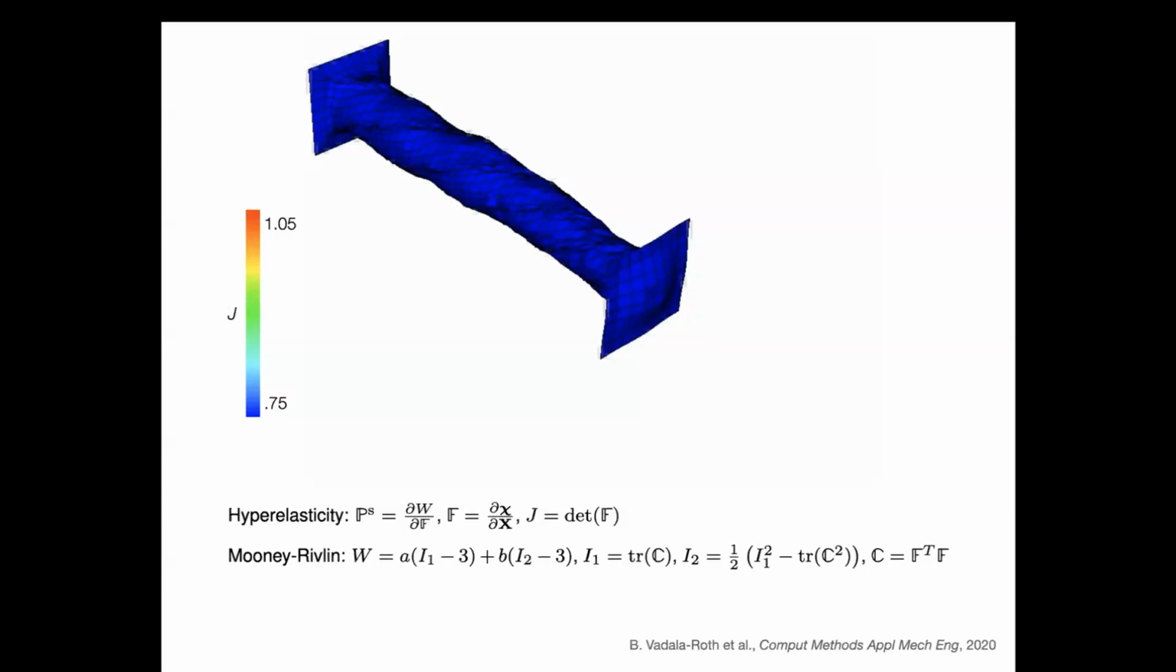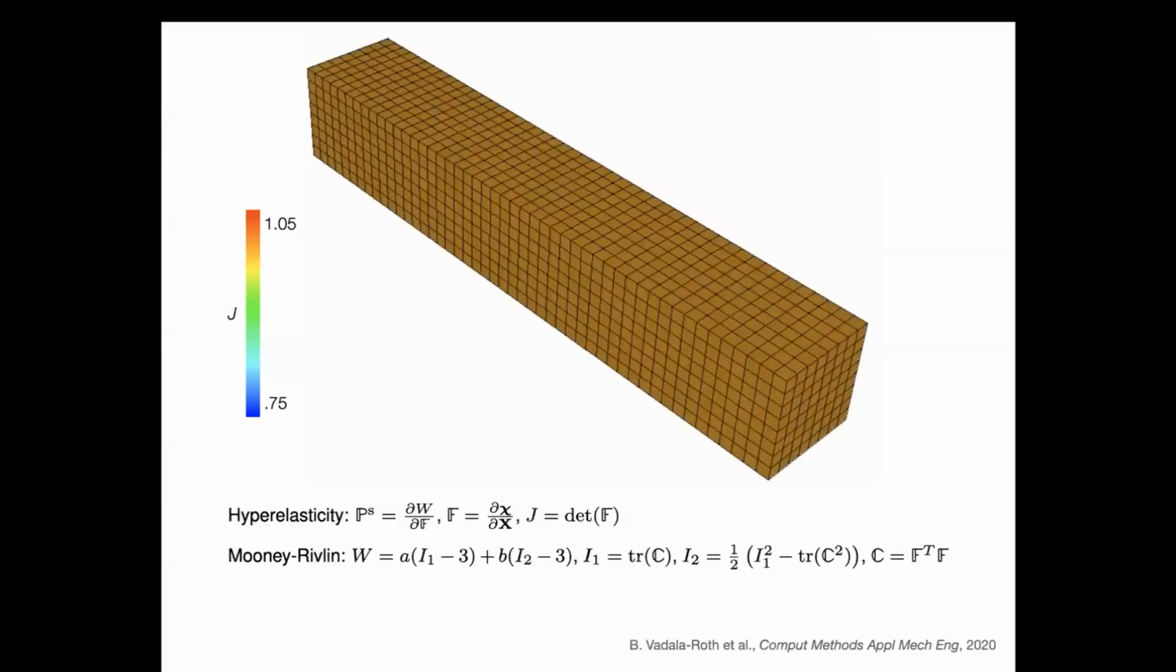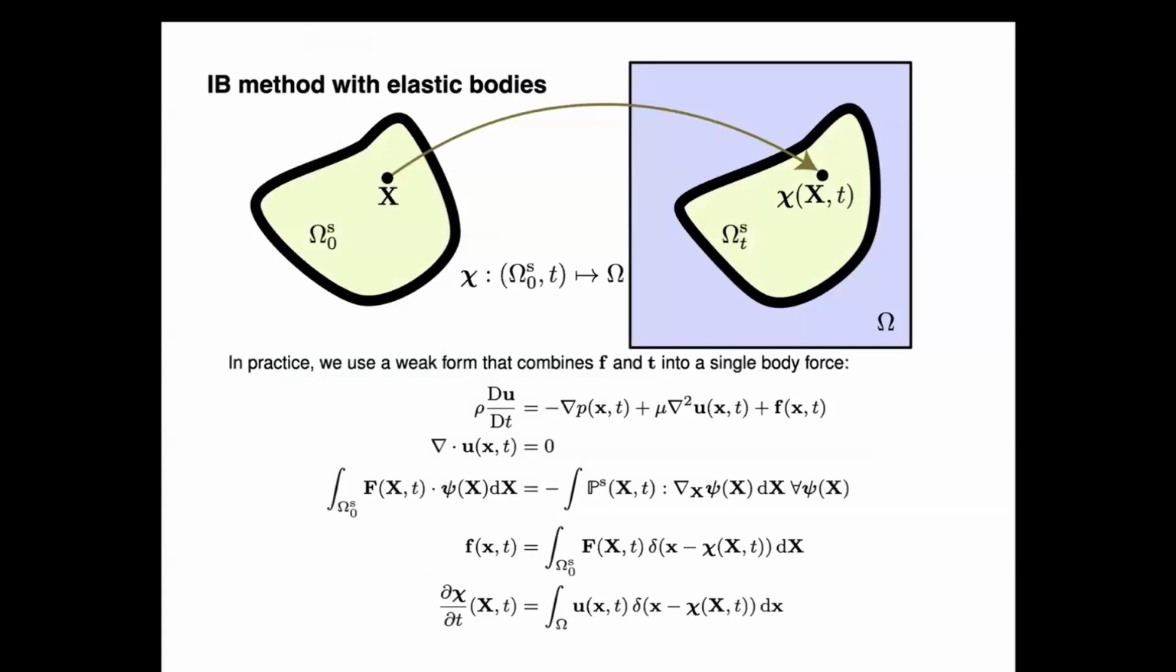The colors are the Jacobian determinant. The Jacobian determinant should stay 1 because the material is incompressible. And you can see that this does a really bad job. One of the things happening here is that we are relying too much on the fact that the velocity field that we're using to determine the motion of the structure is an incompressible velocity field.